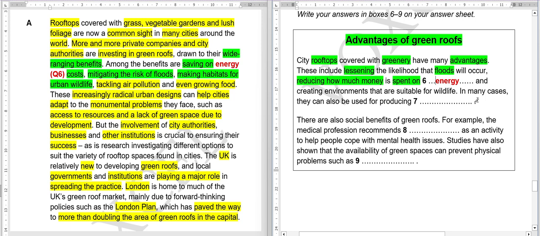In many cases, they can also be used for producing. So, what kind of word do you think should be here? Yeah, producing something. So, it can be anything, but we are producing that particular thing. Let's see. Tackling air pollution and even growing food. So, yeah, our answer is in this particular sentence.